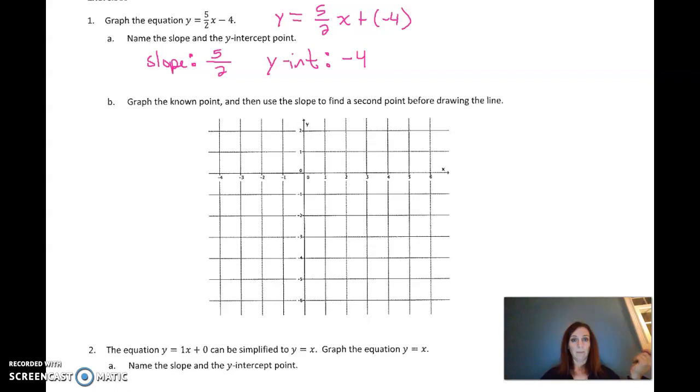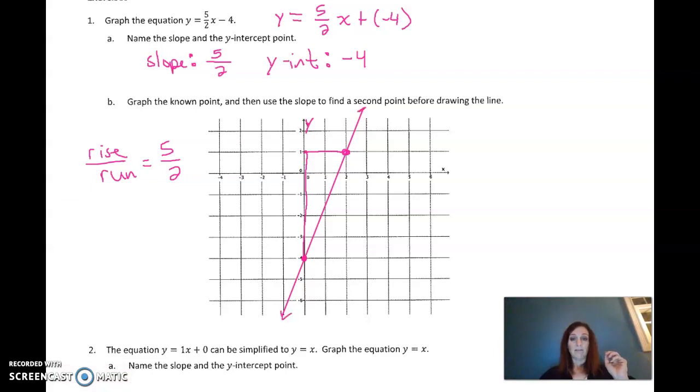Let's graph it. Plot your y-intercept. Here's my y-axis. My y-intercept is negative 4, so I'm going to come down to negative 4. Put a dot. Now I'm going to apply the slope from this dot. Remember, rise over run. In this case, they're both positive. So I'm going to rise 5: 1, 2, 3, 4, 5. And I'm going to run 2: 1, 2. That's step 2. And then step 3 says we draw that line between them, or through them.